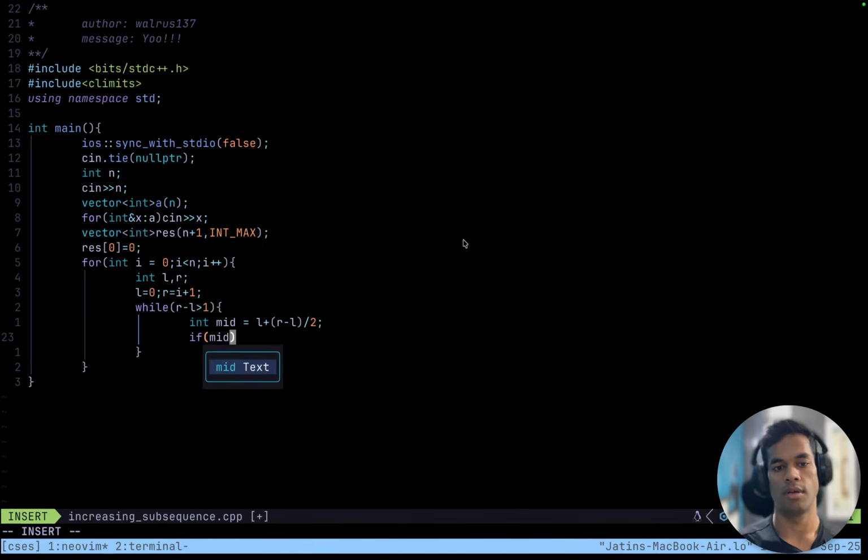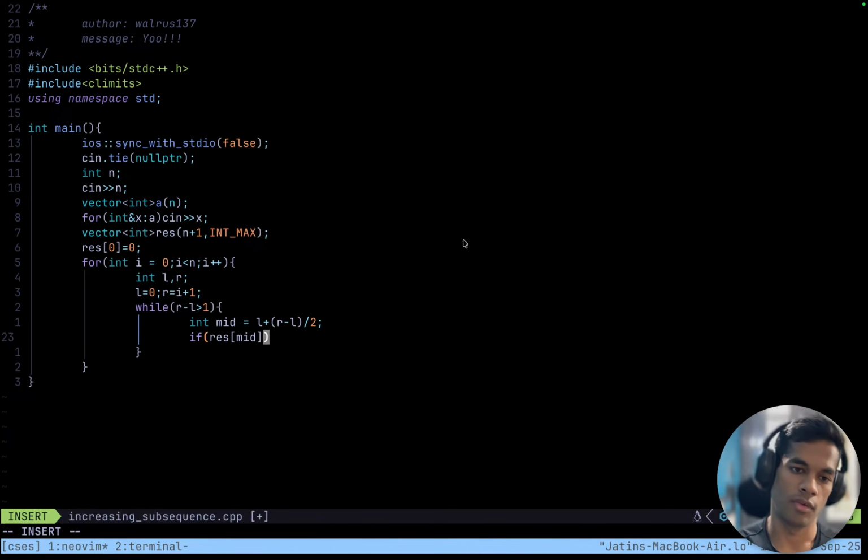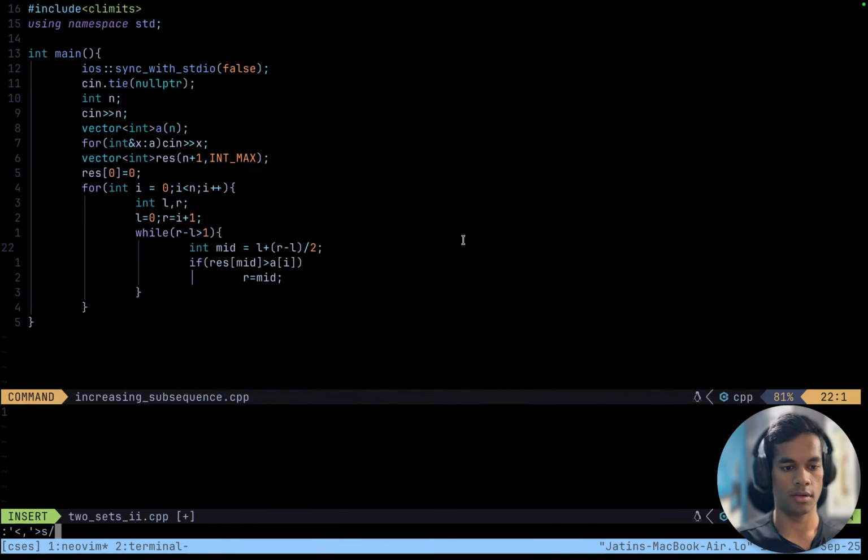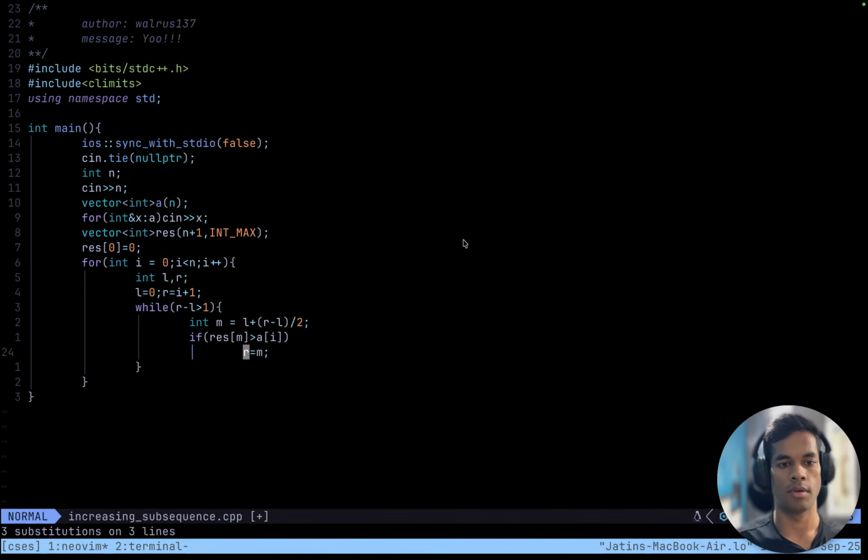And now mid, if res mid index, if this thing is something that I can pair this current number up with, or we can say if this thing is greater than A i, then we cannot pair this up with i, so R equals mid. I don't like the word mid, substitute mid with M, and else L equals M.